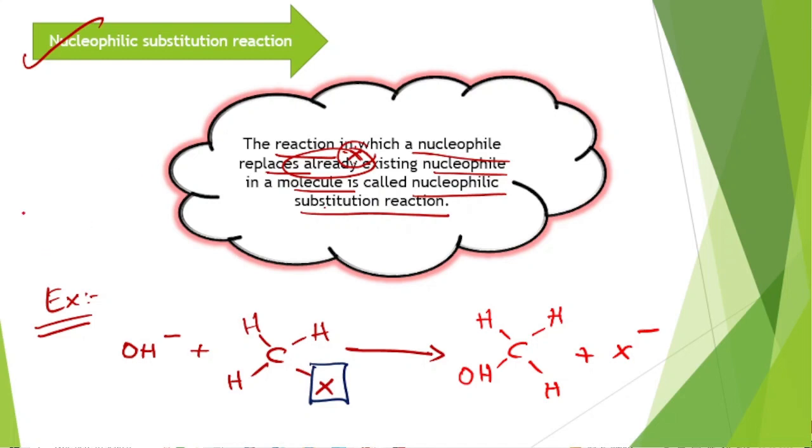I'll write the list of nucleophiles you can observe so that it will be easy for you: bromine, iodine, cyanide, nitrite, and any alkoxide with O. So these are the things you can observe as nucleophiles. That is Br minus, I minus, CN minus, NO2 minus and RO minus. Clear? Yes.